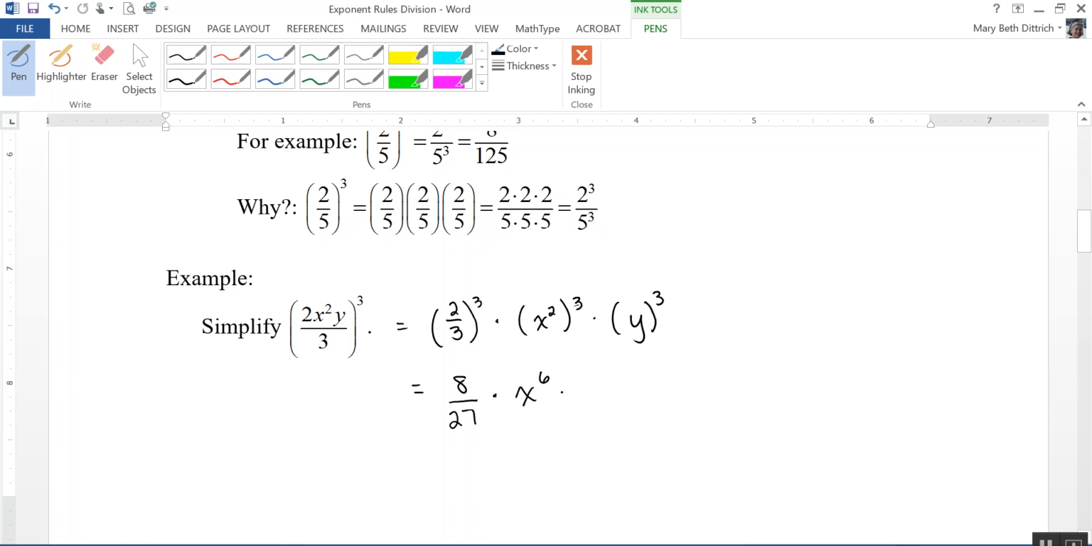Remember, multiply the exponents, power of a power, y to the third. And if we want to go ahead and put this back into one expression, the 8 is in the numerator with the x to the sixth and the y cubed, and the 27 is in the denominator.